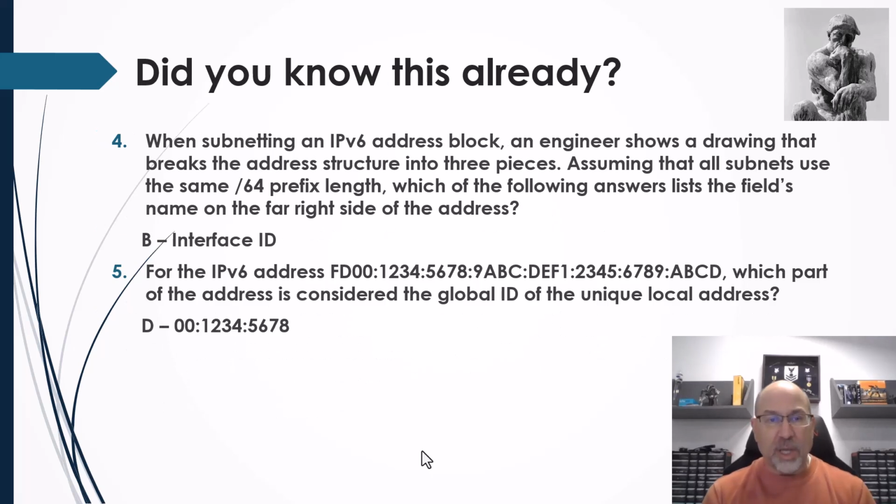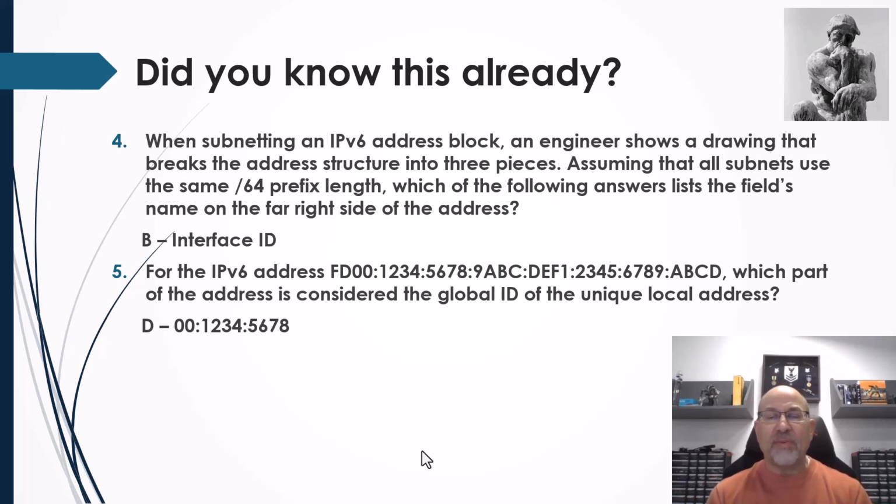Question number 4, when subnetting an IPv6 address block, an engineer shows a drawing that breaks the address structure into 3 pieces. Once again, assuming that all subnets use the same /64 prefix length, which of the following answers lists the field's name on the far right of the address? That's 64 bits of address space for host. That's called the interface ID.